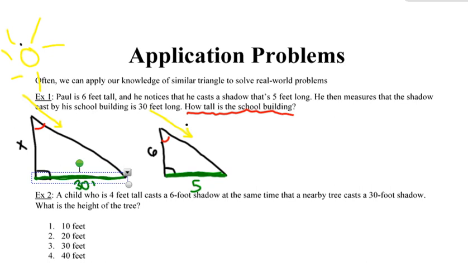So I'm going to set up a proportion. The height of the first object, the school, over its shadow is equal to the height of my second object, Paul, over Paul's shadow. And again, that is not the only way that you could set up that proportion. As long as you're cross multiplying, you're good to go here. So I'm going to go ahead and cross multiply, or as long as your cross products are the same, you're good to go. So 5x is 180, x equals 36, which means the school building is 36 feet tall.